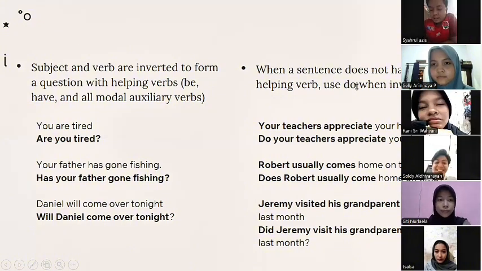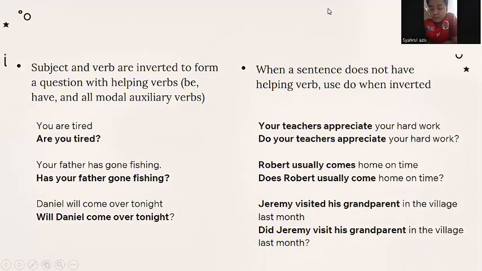Subject and verb are inverted to form a question with helping verbs: be, have, and all modal auxiliary verbs. You are tired. Are you tired? Your father has gone fishing. Has your father gone fishing? Daniel will come over tonight. Will Daniel come over tonight?